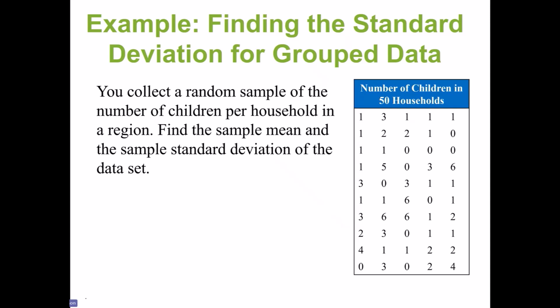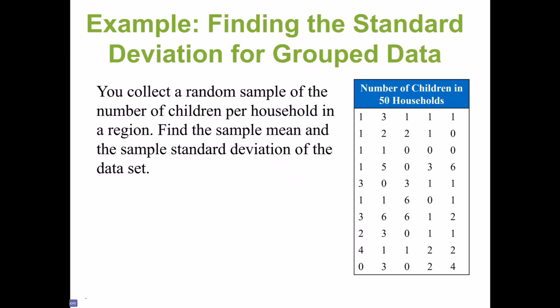Here we've got the raw data, from a random sample of the number of children per household in a region. We want to find the sample mean and sample standard deviation for this data set. The first thing we would do is group this data together, because that's a lot of data. It wouldn't make sense to sit here and do 1 minus mean, 3 minus mean, 1 minus mean, 1 minus mean over and over again for all 50 of these families. That's going to take a long time and be way more tedious than you need.